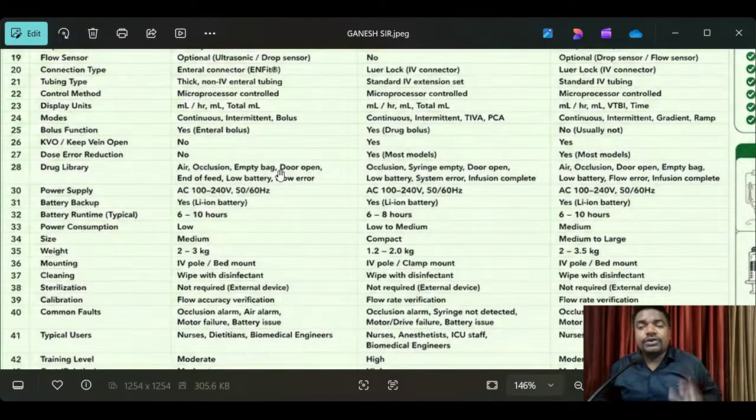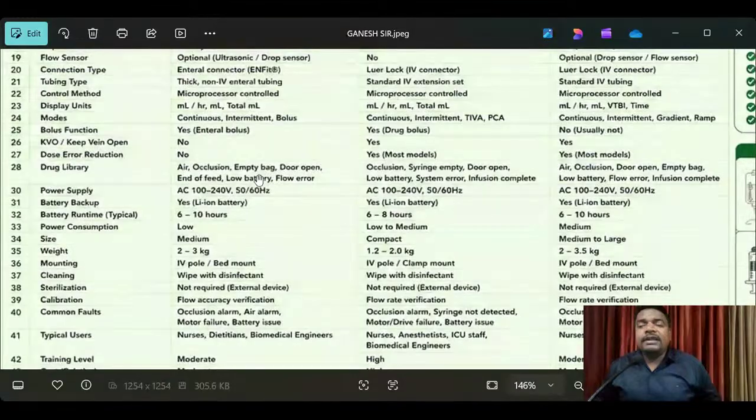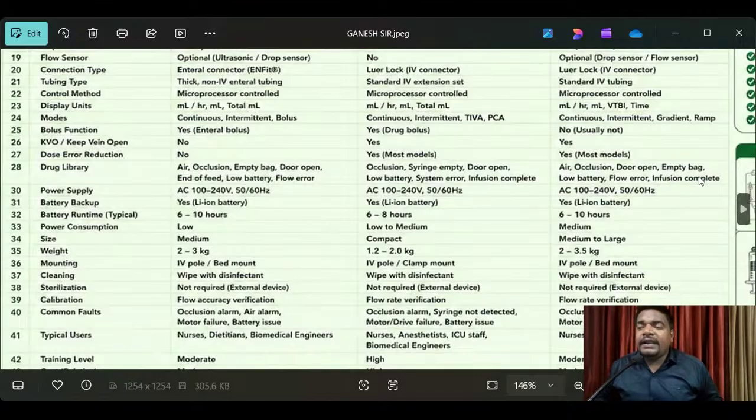At that time, what has to be done, I will cover in proper live sessions. Now here I'm only going to compare each one. Drug library for the feeding pump has these things. And for the syringe pump, see here: occlusion, syringe empty, door open, low battery, system error, infusion complete, incomplete. Next, the infusion pump: air occlusion, door open, empty bag, low battery, flow alarm, infusion complete.